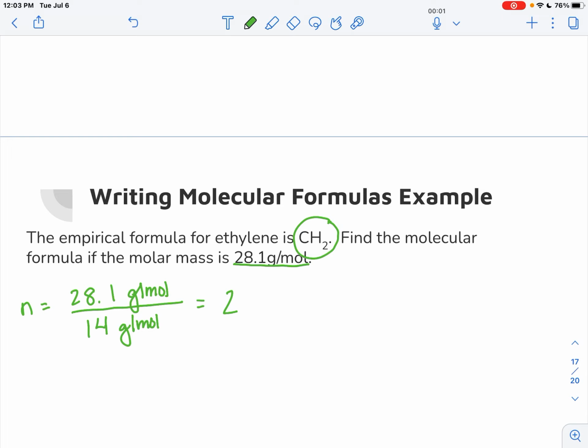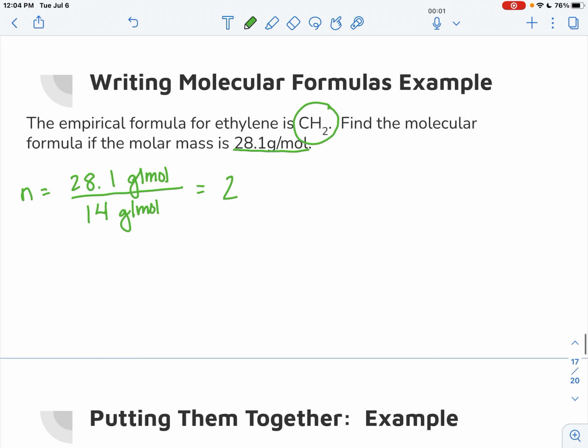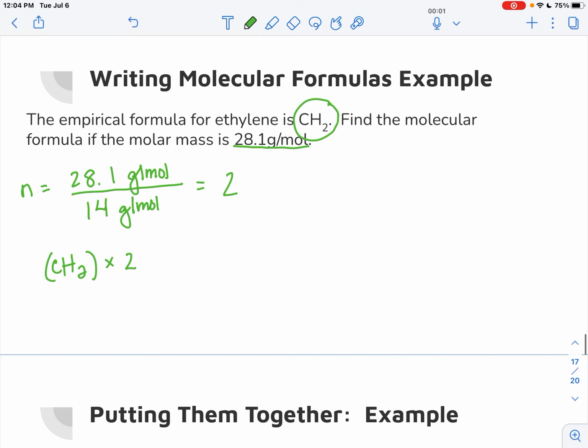So then all we have to do is plug that N in here. So we take the empirical formula and multiply it by N, which is 2 in this case. So all that means is that you distribute the 2 on the subscripts. So we're going to have C2H4. And that is ethylene.